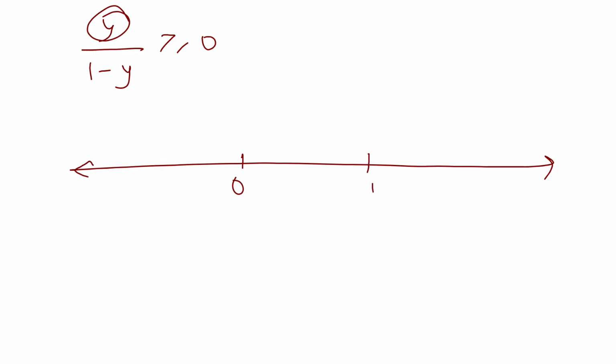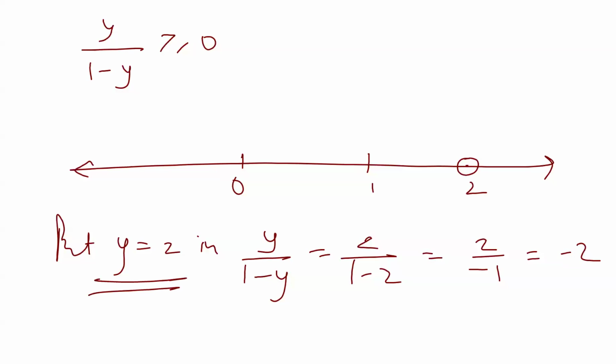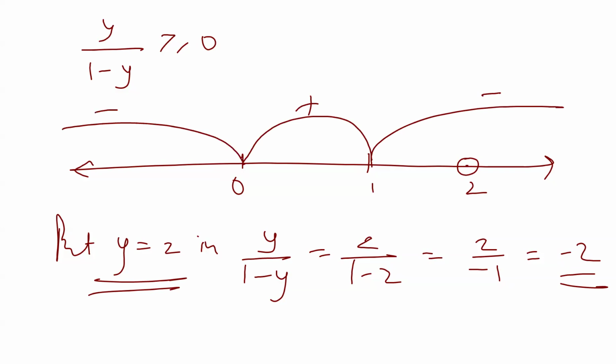Let's test one point over here. Let's take 2. Put y equal to 2 in y upon 1 minus y: 2 upon 1 minus 2, 2 upon minus 1, which is minus 2. So when y is equal to 2, we got a negative value. 2 is in the third region, we got a negative value. So this is positive and this is negative.